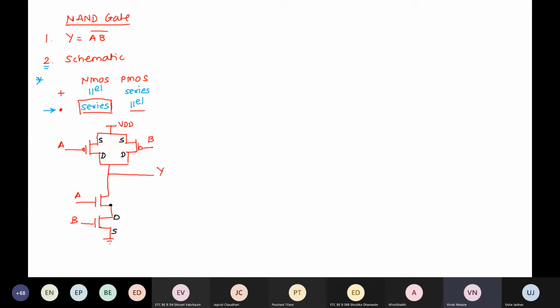The terminal of the NMOS with input A is going towards the ground, so therefore it becomes source and the remaining terminal becomes drain. These are the things of the schematic. Next step is Euler's path.